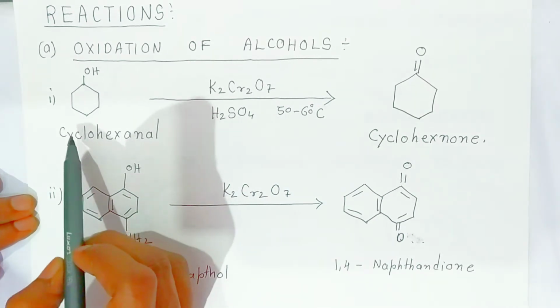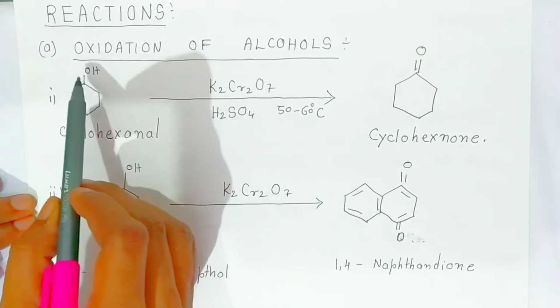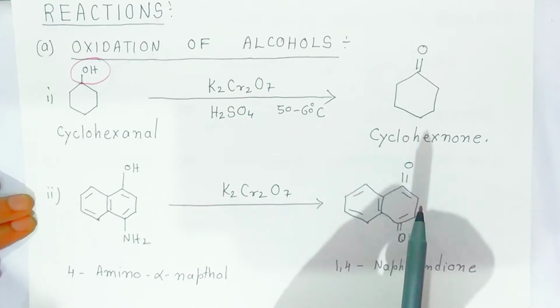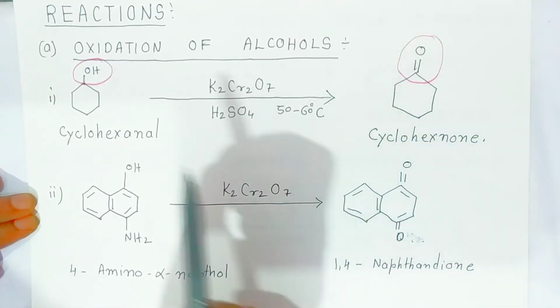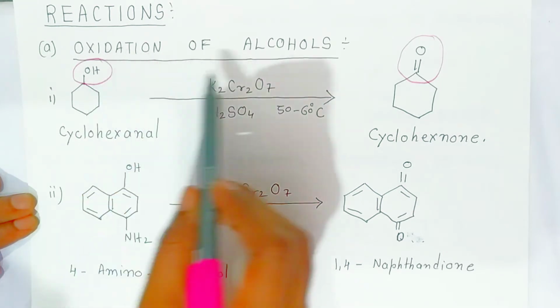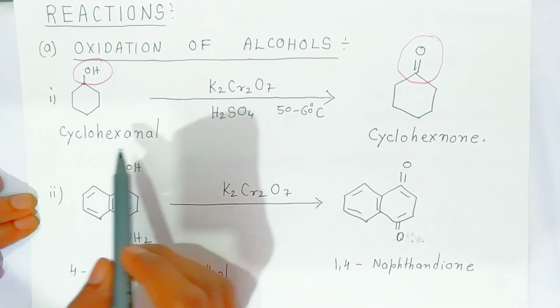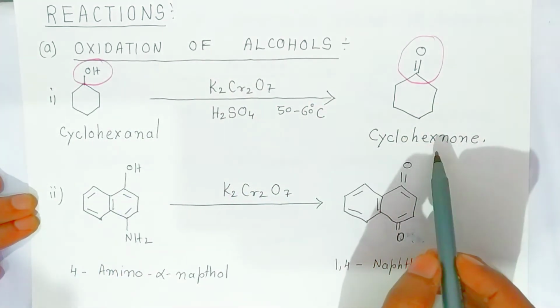This is alcohol students, cyclohexanol, because it has an alcohol group. Now this alcoholic group is converted into cyclohexanone, that is a ketonic group. So this is the first oxidation students we have seen, that is oxidation of alcohol. Cyclohexanol is converted into cyclohexanone.